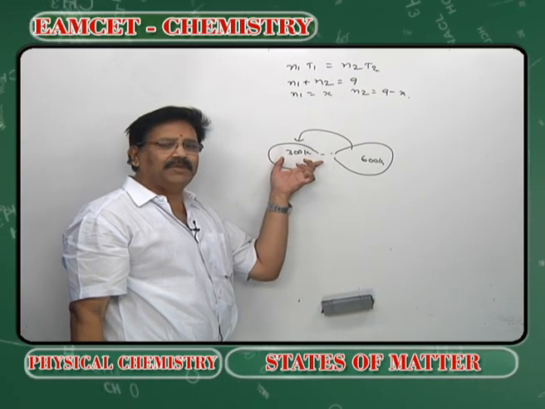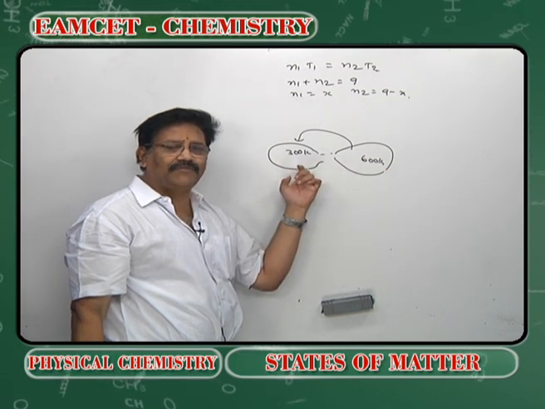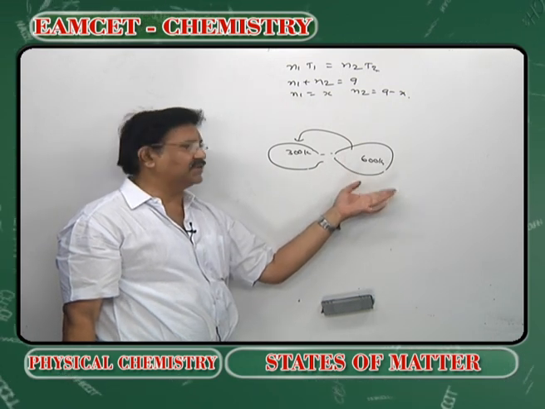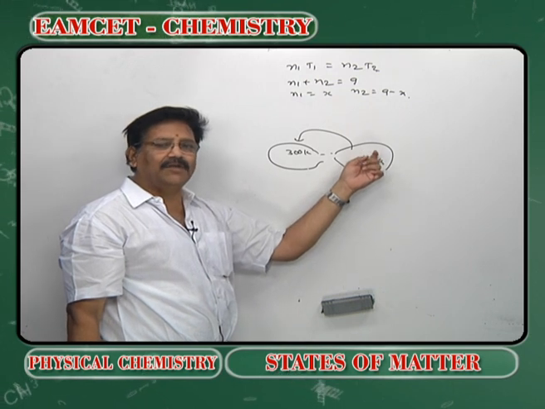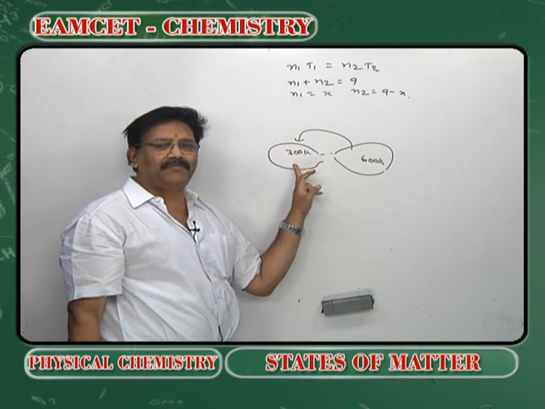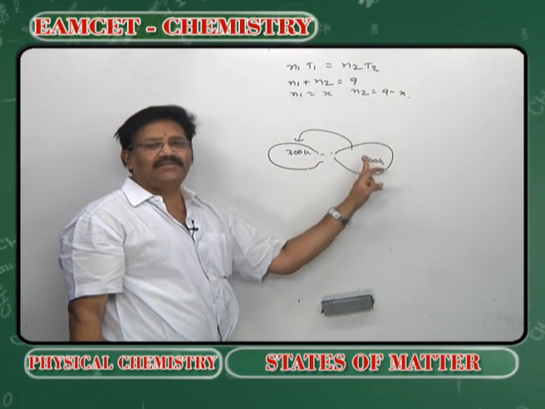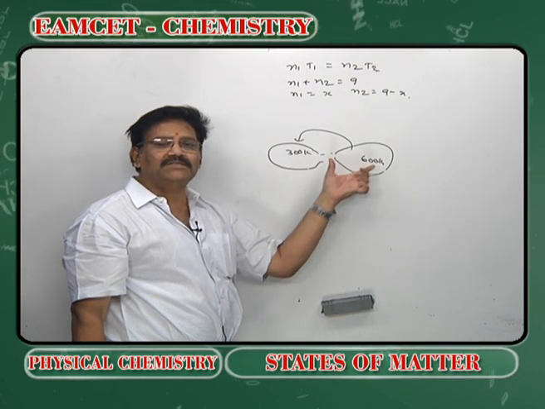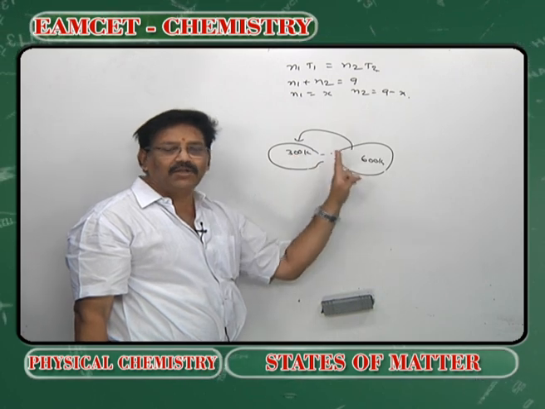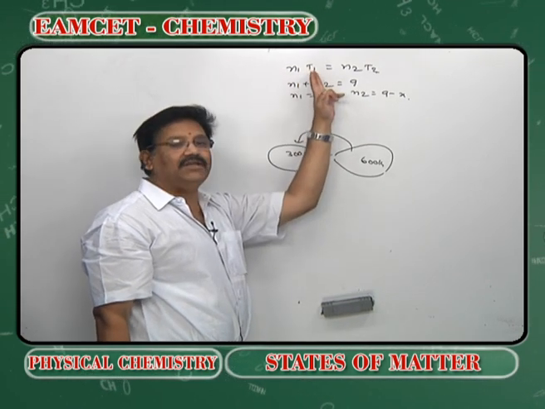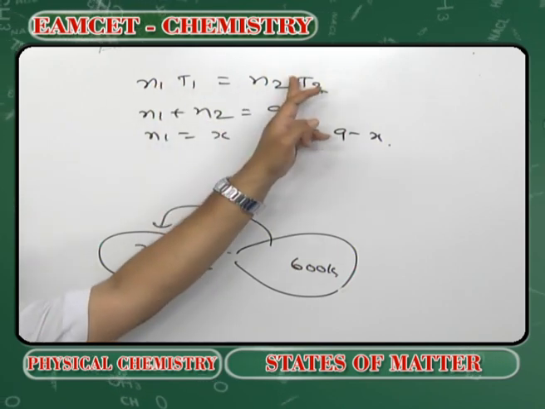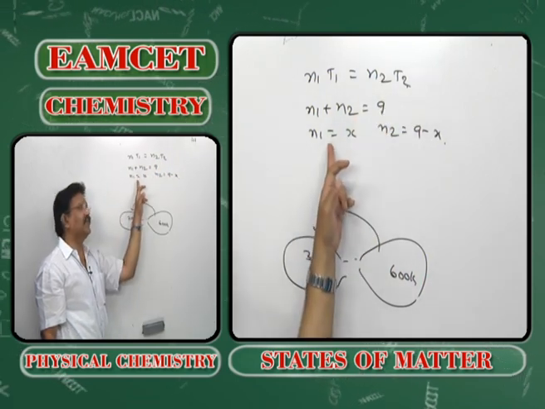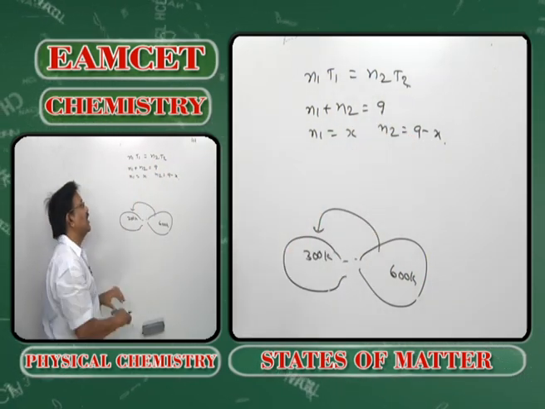Initially both the bulbs are maintained at the same temperature, so both the flasks will have an equal number of moles. When one flask is maintained at high temperature, diffusion takes place from the hotter bulb to the colder bulb. Now the colder bulb will have a higher number of moles than the hot bulb. The pressure and volume in both bulbs are maintained constant, so we can have N1 T1 is equal to N2 T2. What is given? N1 plus N2 is equal to 9. Let N1 be X, then N2 will be 9 minus X.